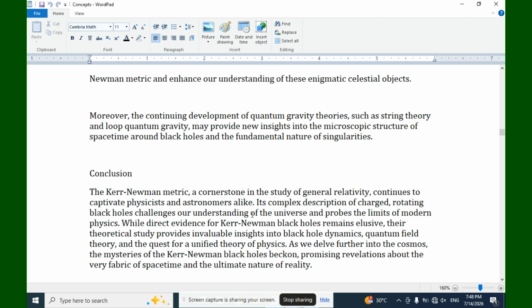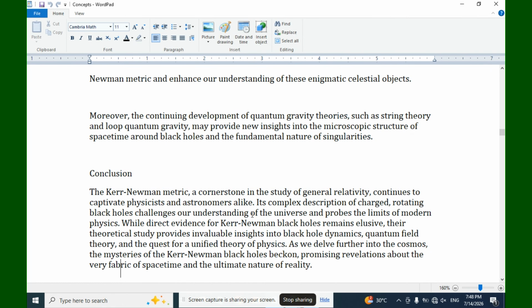Moreover, the continuing development of quantum gravity theories such as string theory and loop quantum gravity may provide new insights into the microscopic structure of space-time around black holes and the fundamental nature of singularities.